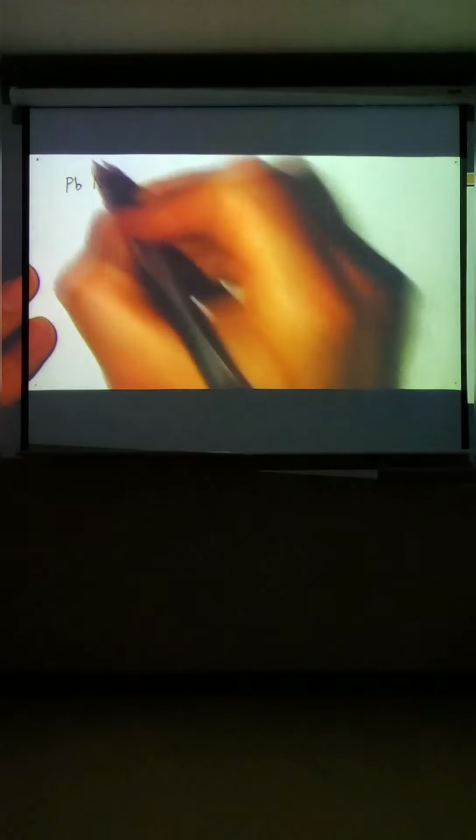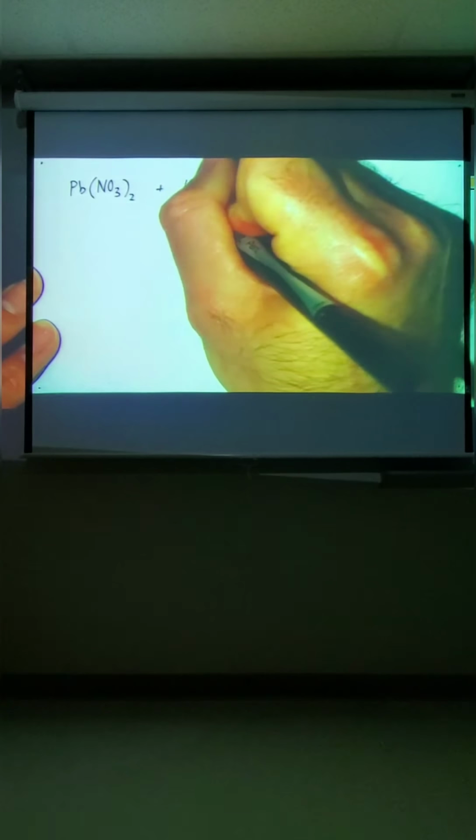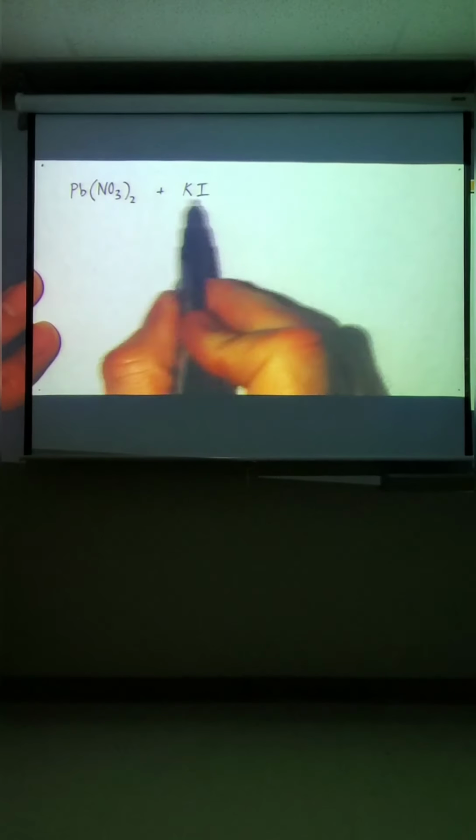Remember the lead's in this case a positive 2, so we're going to cross that 2, and nitrate's a 1. We also have potassium iodide. K plus, I negative is a perfect match. So in double replacement, we'd expect 2 partners like this with 2 partners, and then they're going to switch.